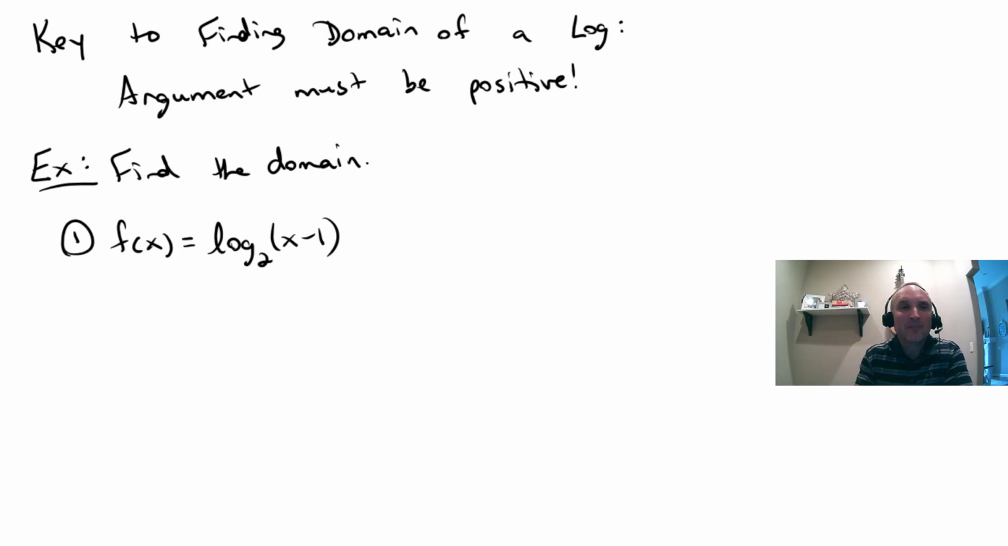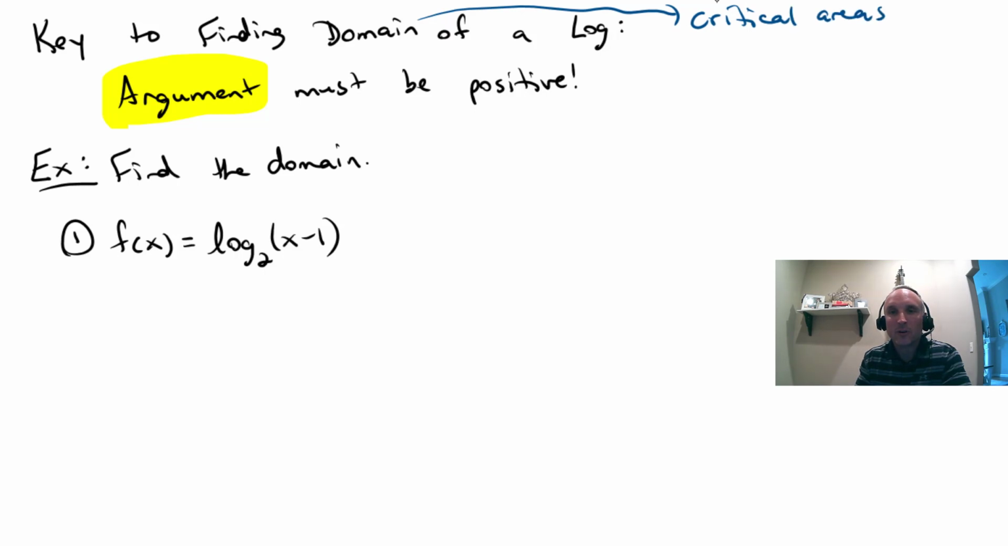And what I'm going to convince you of here is that we've talked about critical areas before. We have a new critical area, and that's the argument. Okay? So when we look for domain, we're looking for critical areas. Remember, critical areas are denominators, because you can't divide by 0. Even roots, because if you try to take an even root of a negative, you're not going to get a real number, you're going to get an imaginary number. And now we have this new critical area, which is the argument of a log. Okay, so we have 3 critical areas now.